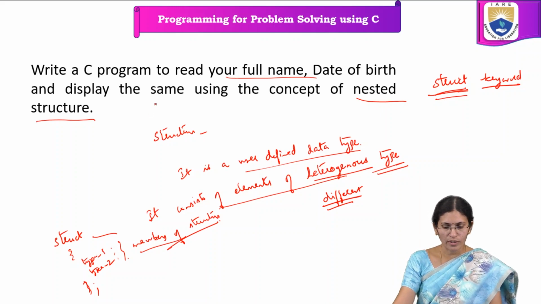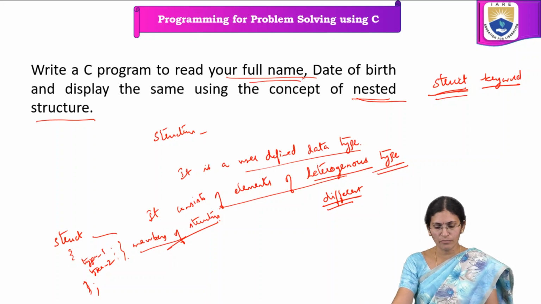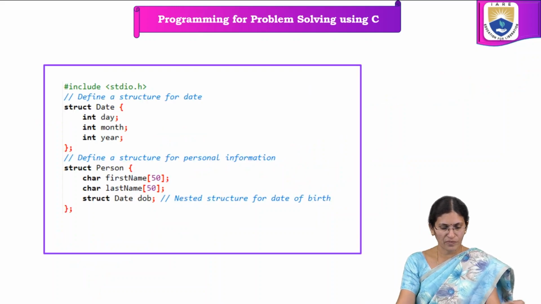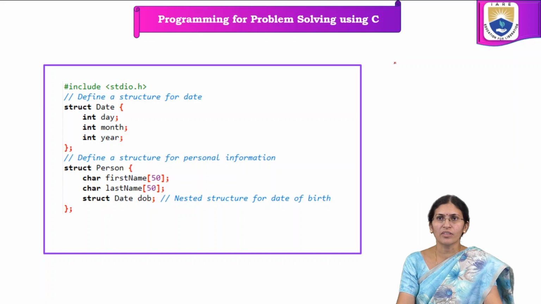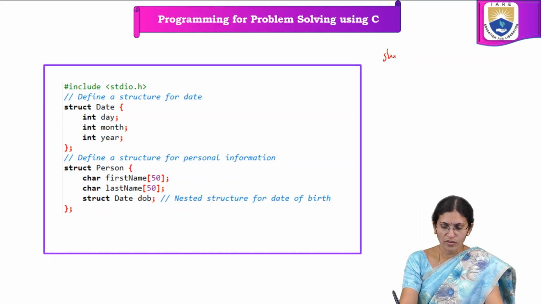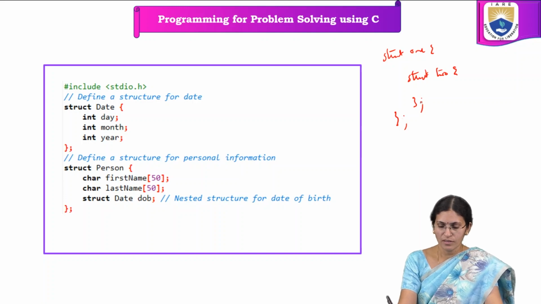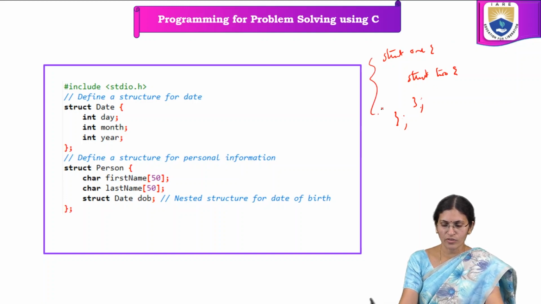Now we'll see this program. Using the concept of nested structure, we are going to write a C program to read full name and date of birth and display the same. Nested structure can be implemented in two ways. First, we can write a structure inside another structure. Suppose we have structure 1; inside this we can declare another structure, struct 2, and declare the variables there itself. One structure inside another structure is called a nested structure.